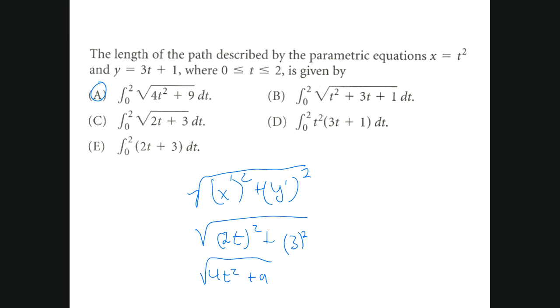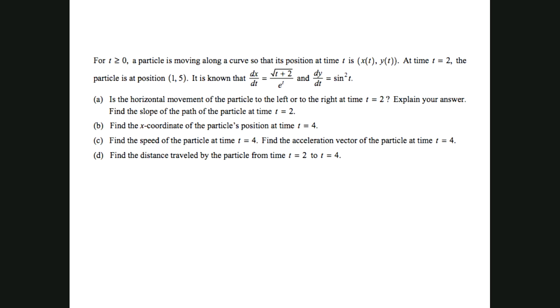I was going to do an AP question, however, I don't think we're going to have enough time today. If we do have enough time, we'll come back to this problem. But it gives you a parametric equation and it says, is the horizontal movement of the particle to the left or to the right? Explain your answer. Find the x-coordinate of the particle's position. Find the speed of the particle. So you find the distance traveled. Those are all basically the same type of stuff that we do with derivatives. It's just dealing with a parametric equation instead.